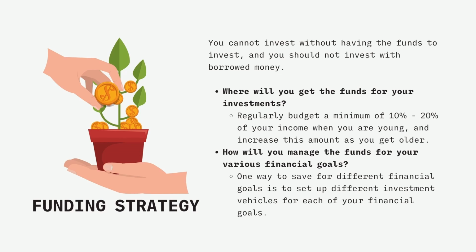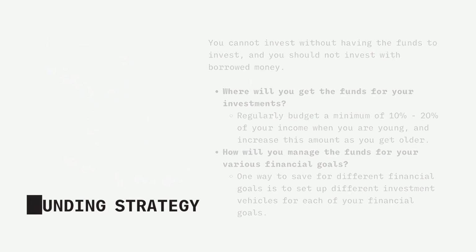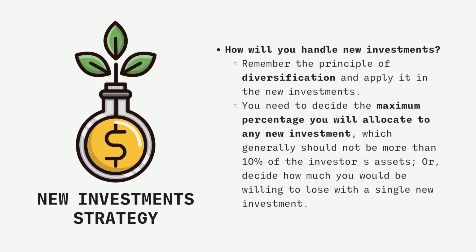But how will you manage the funds for your various financial goals? One way to save for different financial goals is to set up different investment vehicles for each of your financial goals. And you can use either the 401k or other funds that you can invest for your requirement. You can also set up investment accounts to save for an emergency fund, a house down payment, or even a car fund.